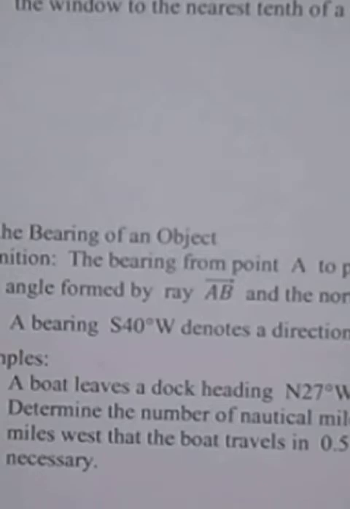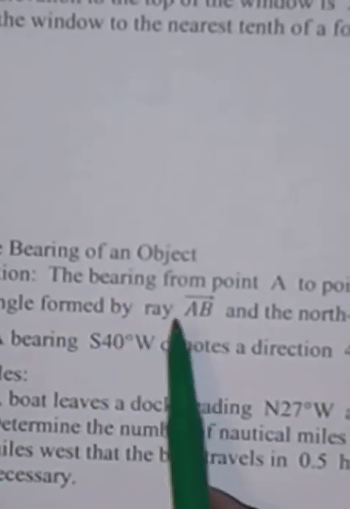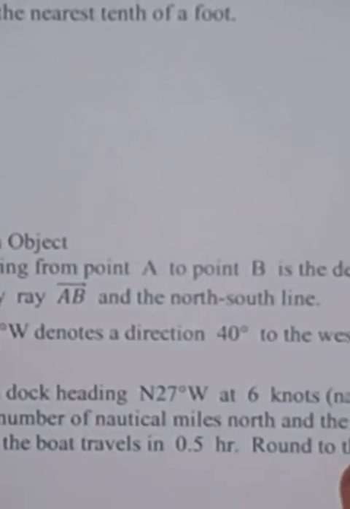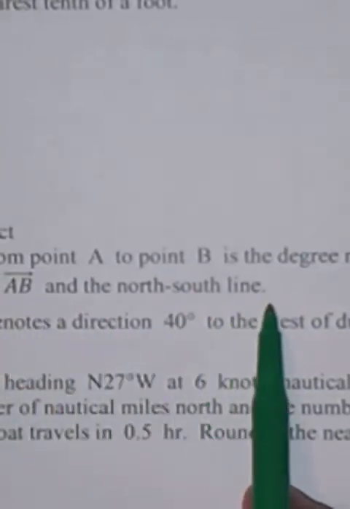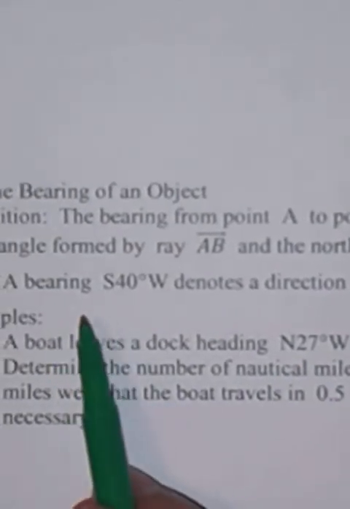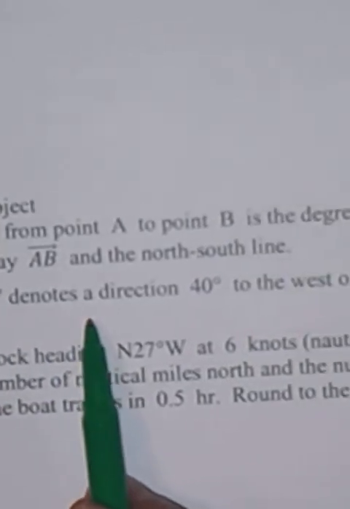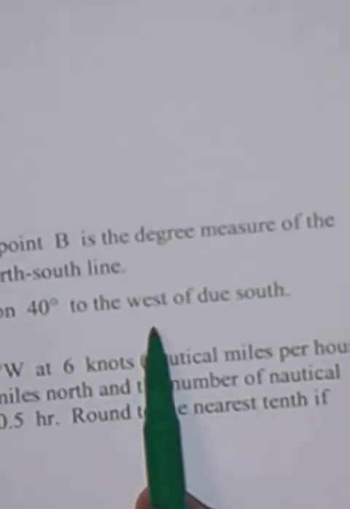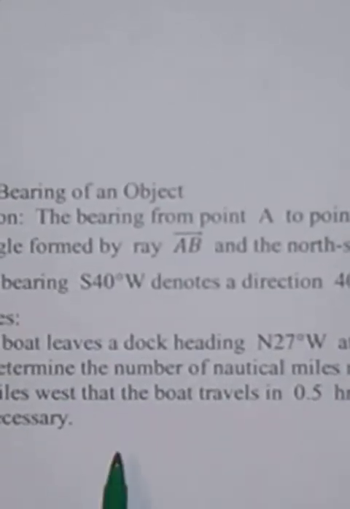Let's go on to part 3 about bearing. It says compute the bearing of an object. So definition first: the bearing from point A to point B is the degree measure of the acute angle formed by ray AB and the north-south line. And we say it in the following way. A bearing south 40 degrees west denotes a direction 40 degrees to the west of due south. Okay? All right, let's try an example.